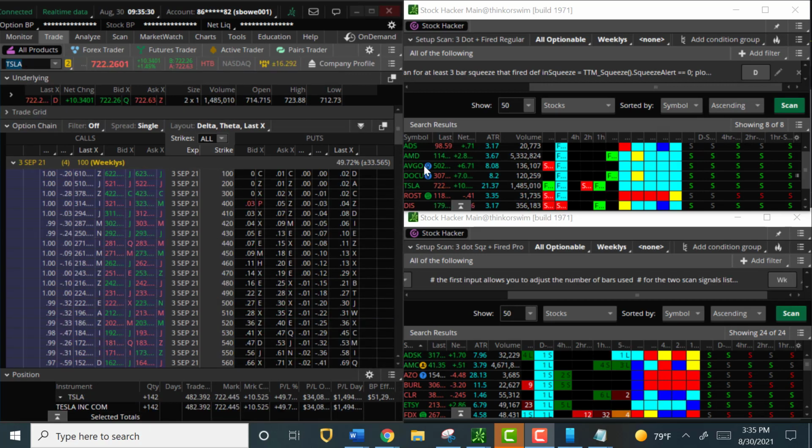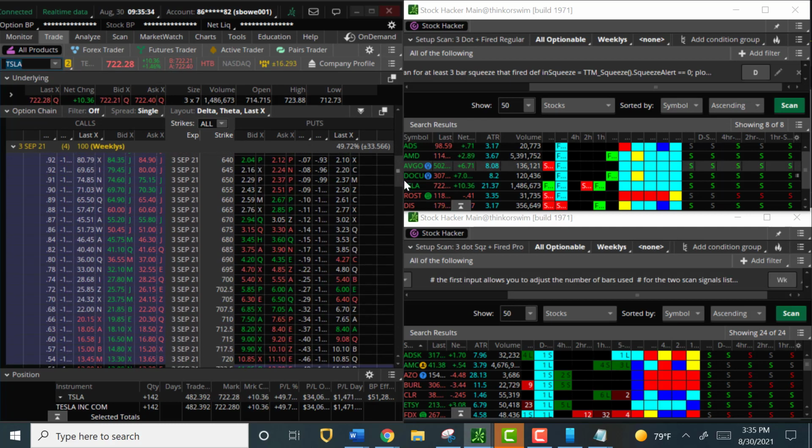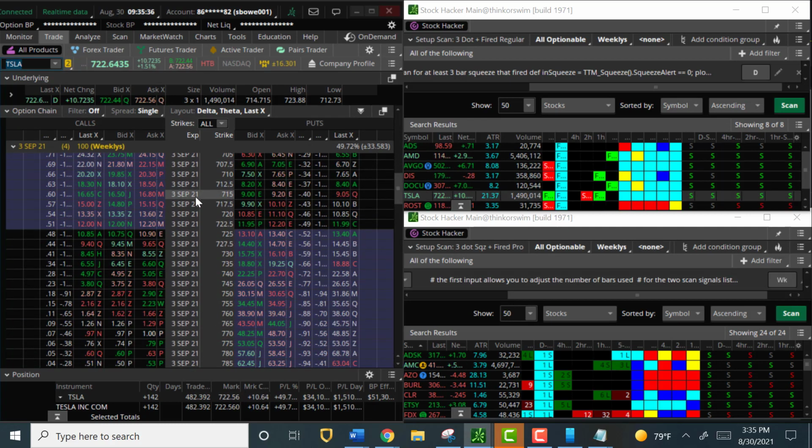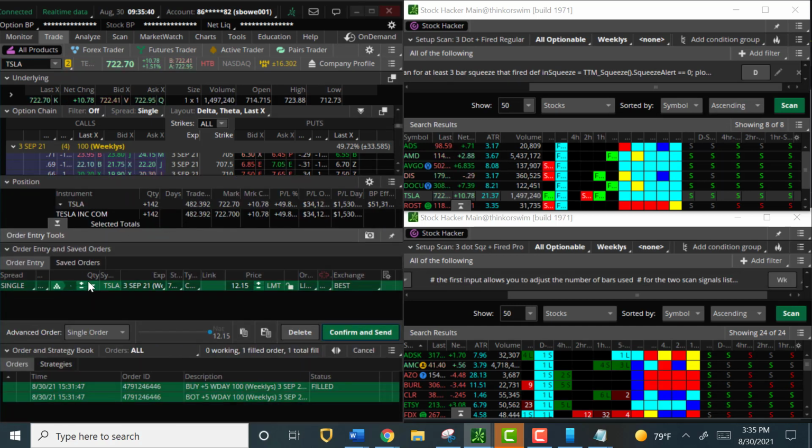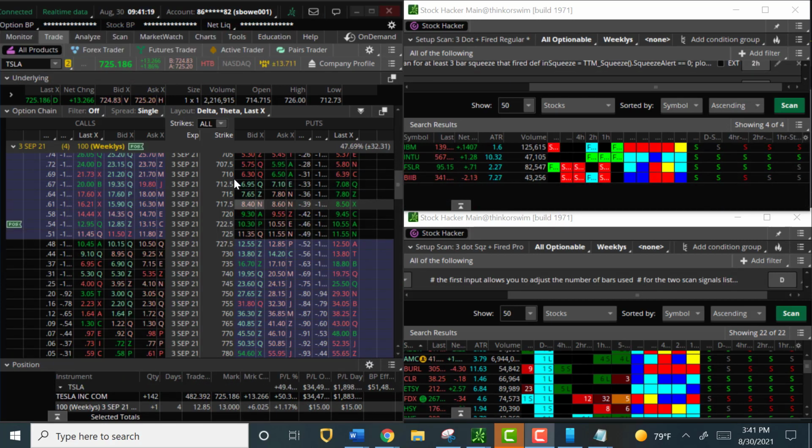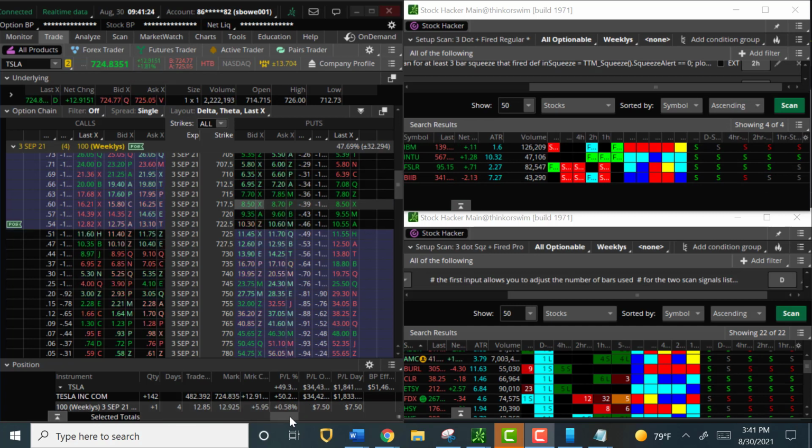I also like Tesla. It showed up on my fired scan. EMAs are stacked positive. So I'm looking to enter a bullish position really quickly. Maybe just one contract, because these contracts are really expensive. And I'm in. My trade on Tesla just went green. Gonna watch it to see how it does.